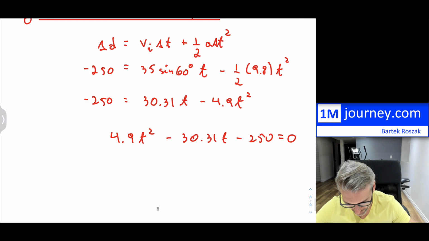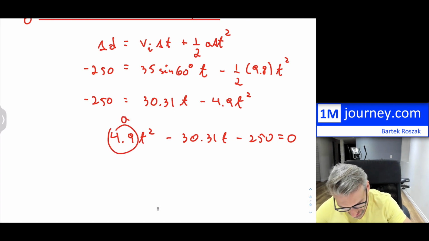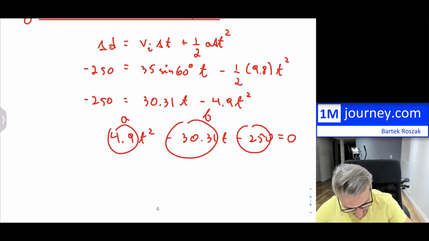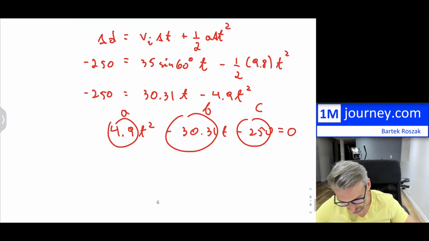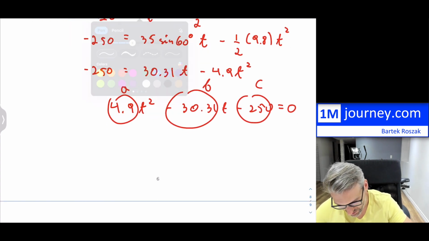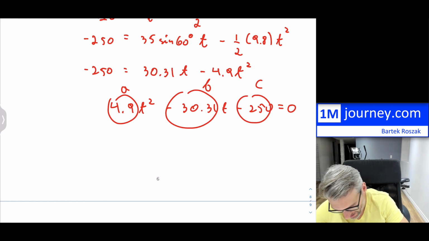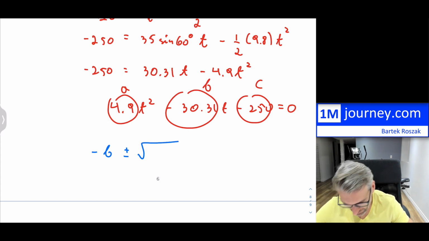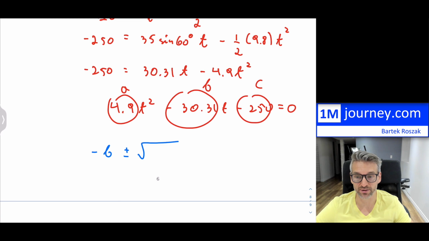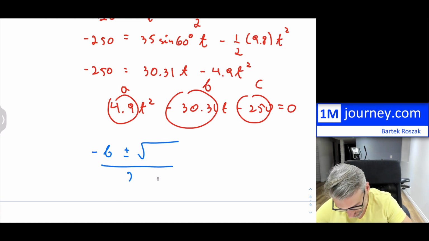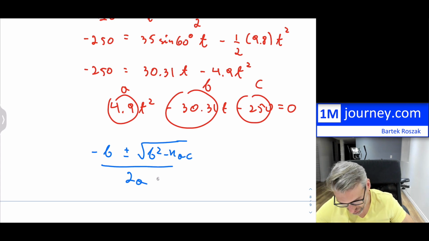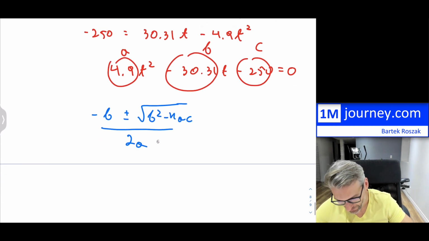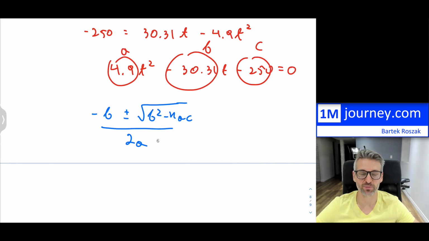All right, so this is for your quadratic. That's your A, this is your B, and this is your C. In the quadratic formula, if you remember, negative b plus or minus the square root of b squared minus 4ac. I have to substitute all of these numbers in here and get my answer. Okay, so I'll be right back.